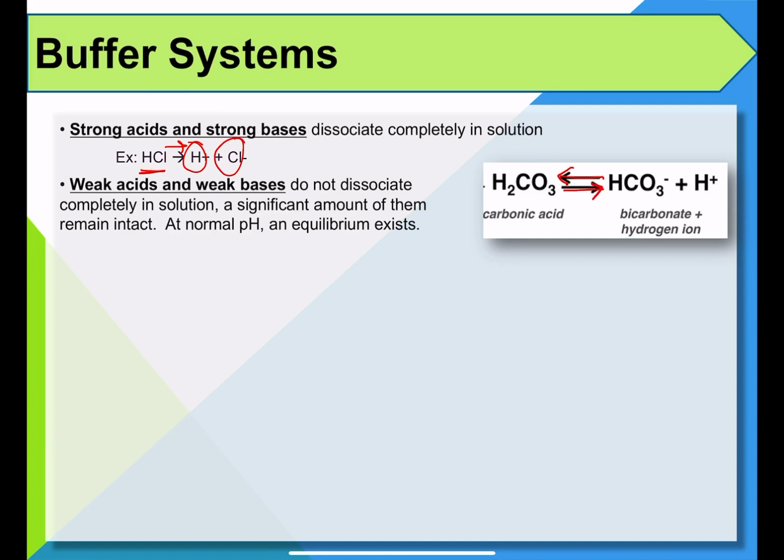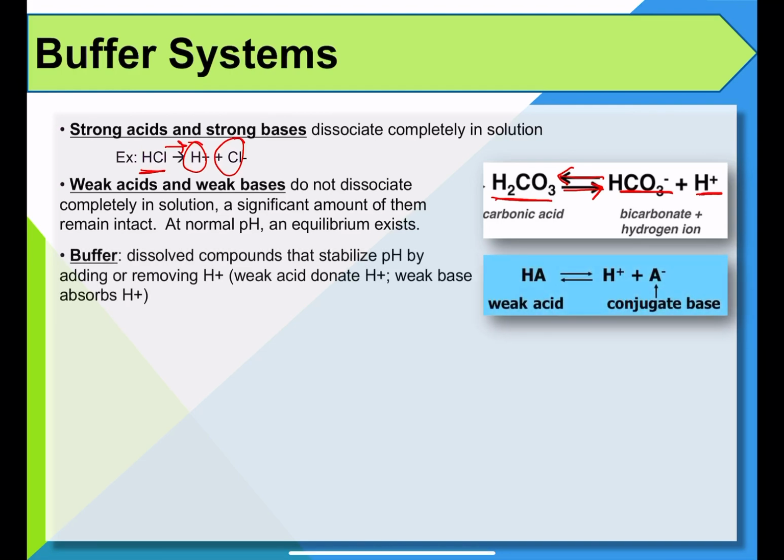Okay, carbonic acid can dissociate into bicarbonate ions and hydrogen ions if the pH gets too high. Okay, if your pH gets too low, then bicarbonate ion can actually sequester some of the extra hydrogen ions and form carbonic acid. Okay, so this back and forth movement of this equilibrium is what serves as the buffer system.